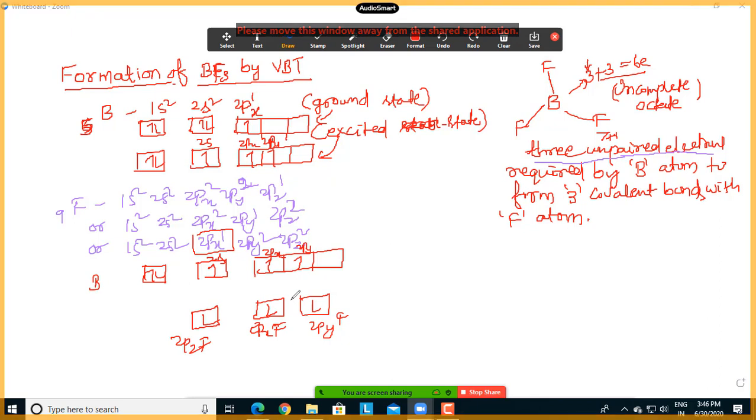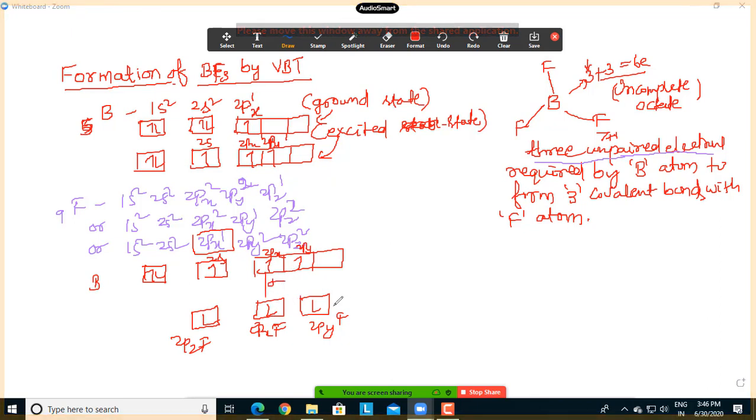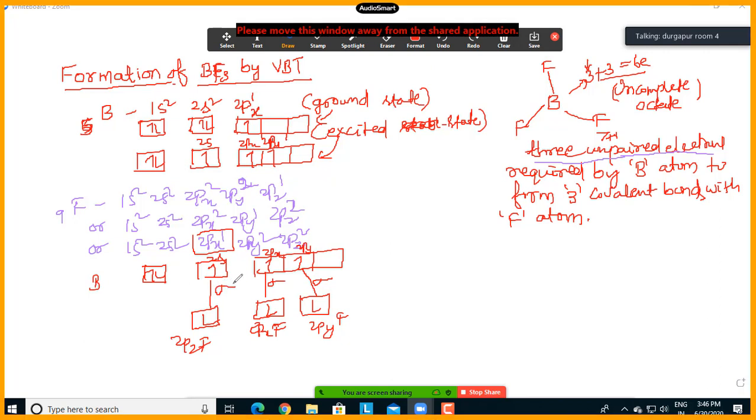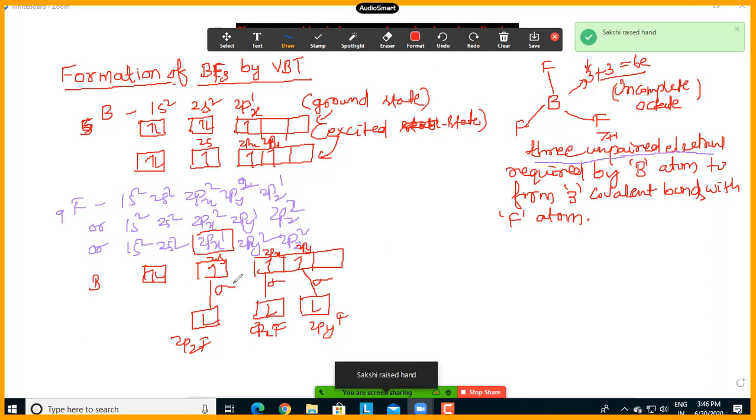So now 2px will overlap with 2px, sigma 1. 2py will overlap with 2py, then it will form sigma bond. And 2s will overlap with 2pz, it will form also sigma bond. So 3 sigma bonds are formed. So we'll get 3 sigma bonds in this way.